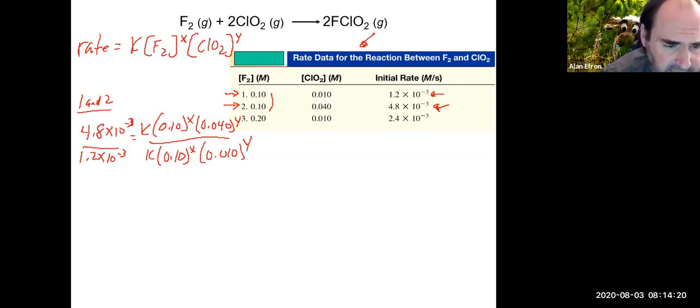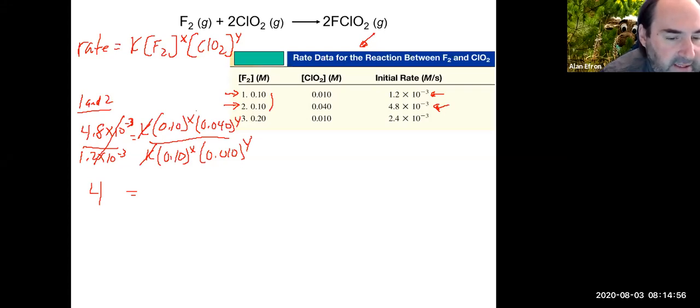If we divide these two numbers, we end up with a 4. I'll do that math. And that equals, if we come onto this side, now we've got K and K on top and on the bottom, and K is the rate constant. So it is a constant number for that reaction. Although we don't know what it is at this point, we do know it's going to be the same number, which means they are going to cancel out.